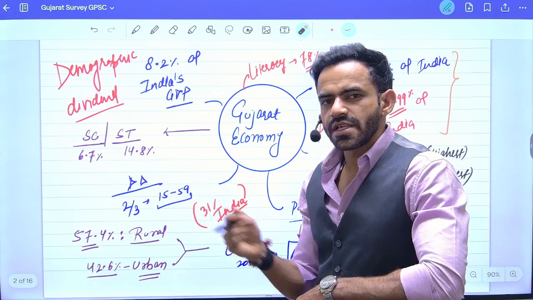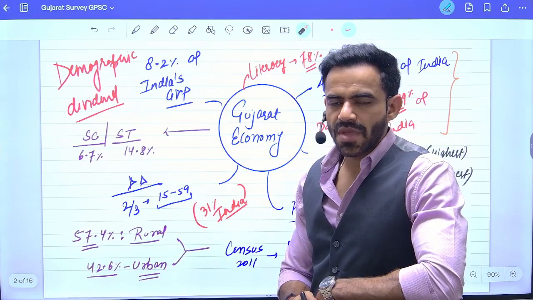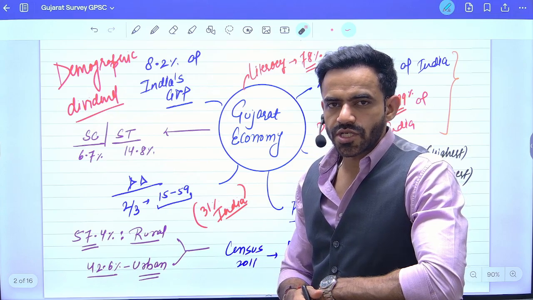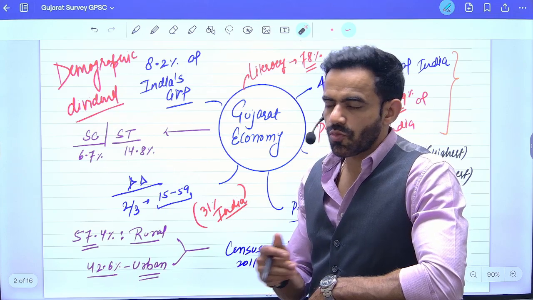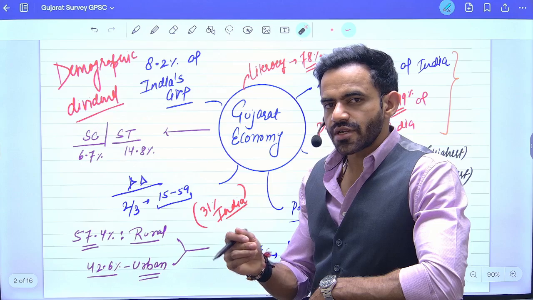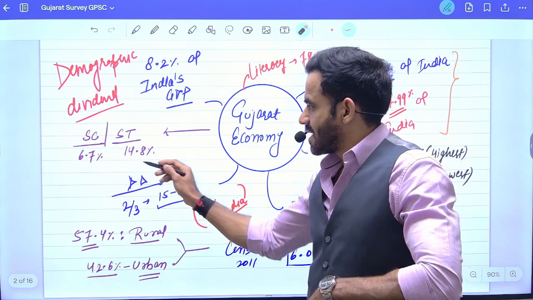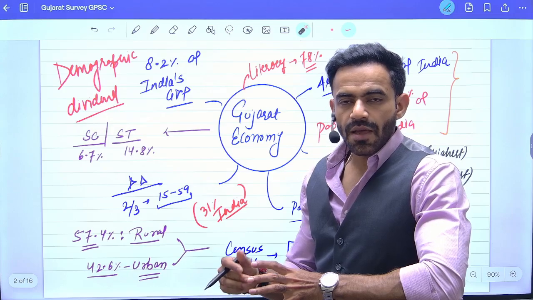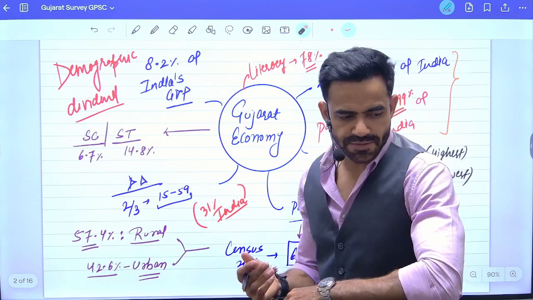So again, a very straightforward question can be framed: scheduled caste population is higher than scheduled tribe population in Gujarat. No, it is the opposite. SC population is roughly 6.7%, ST population is roughly 14.8%. That is about the basic profile of the state.